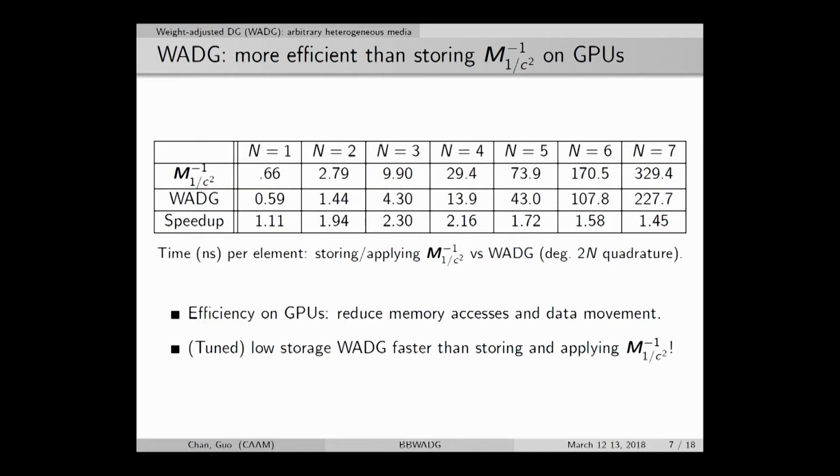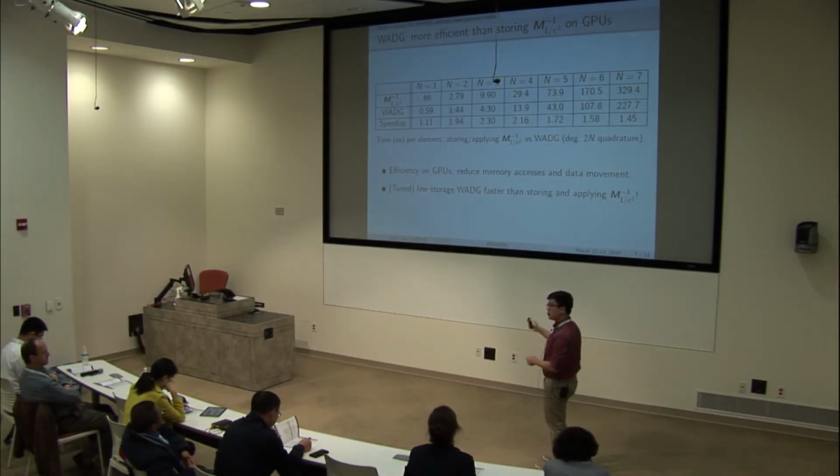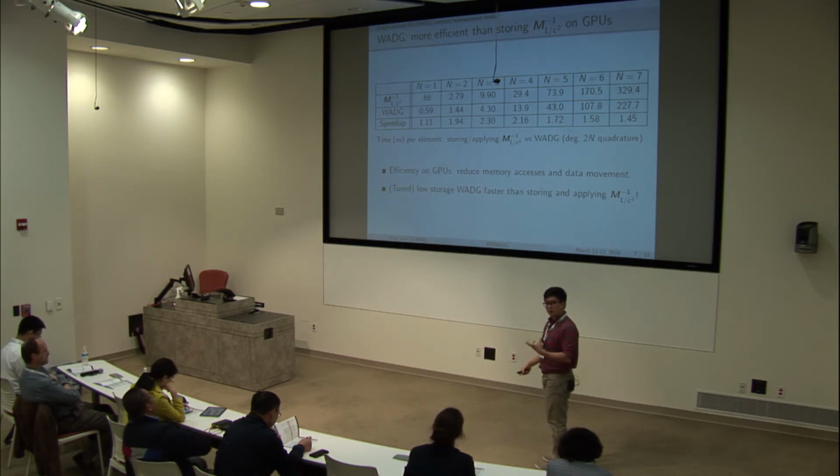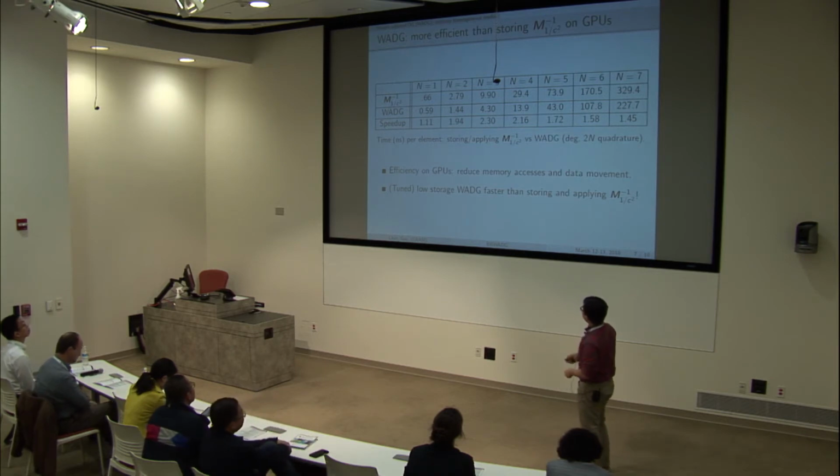OK, so let me talk a little bit about efficiency. This is more efficient than storing the inverse mass matrix on GPUs, mainly because you reduce the amount of data that you need to load. Here are runtimes for either storing the matrix or using weight-adjusted DG. I've tuned both these kernels, so weight-adjusted DG uses data locality. It processes more than 1 element at a time, and then uses the low storage nature to get a little speed up. So you can see that for low orders, the speed up is modest, 1.1.